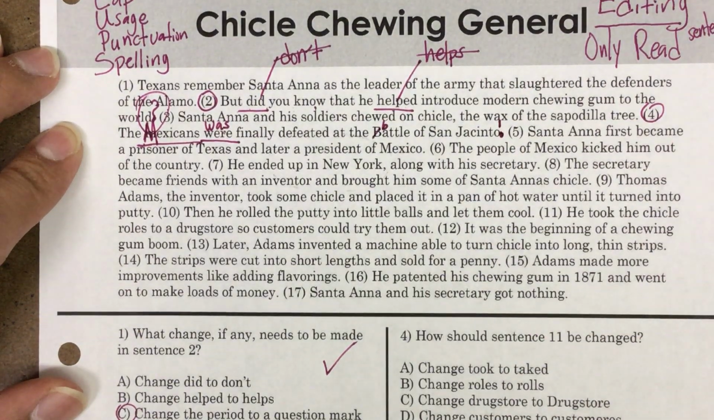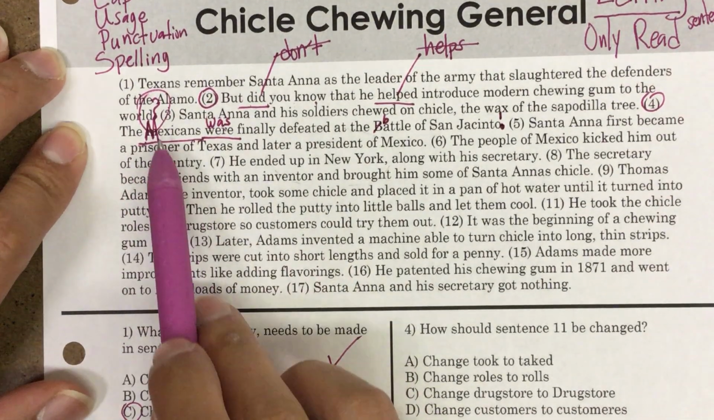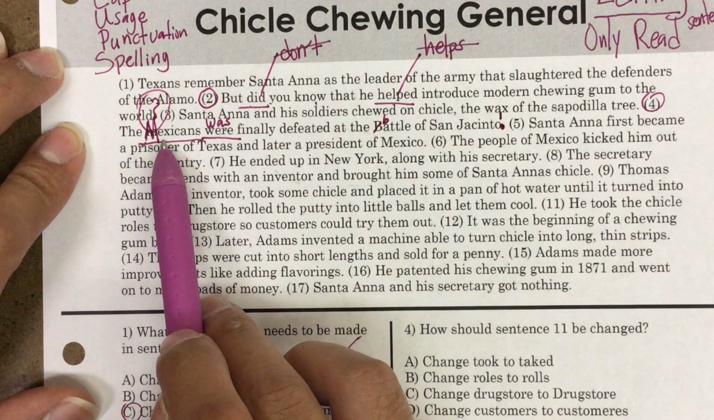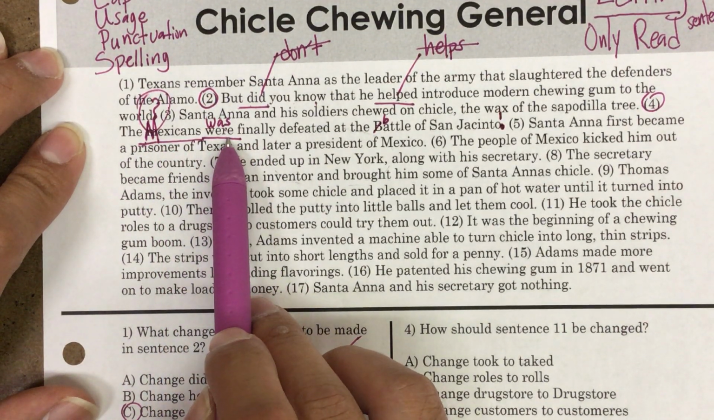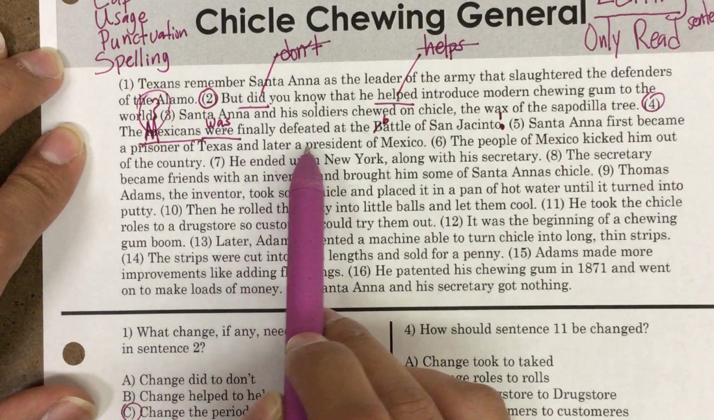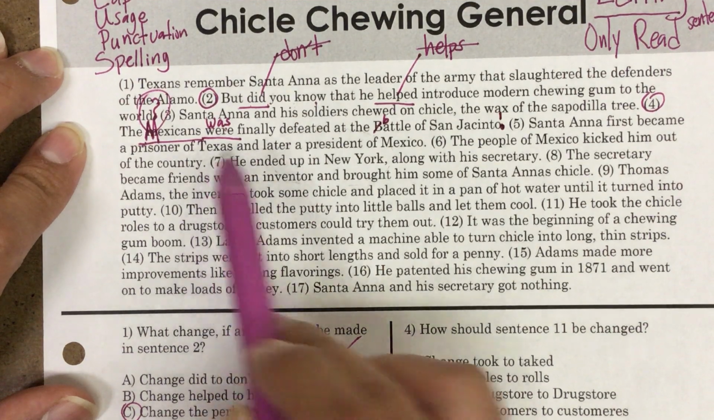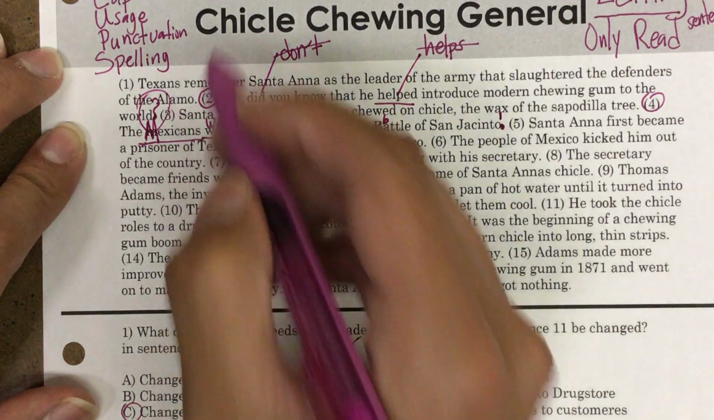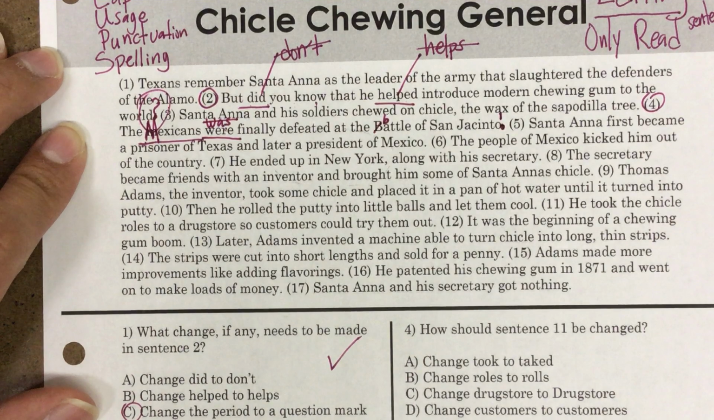Let's see if it shows excitement. Let's read it with the possible edits. Please have this on your paper. What I do, you do. The Mexicans was finally defeated, or were finally defeated. If this happened in the past, it's not going to be was. It should be were. So cross out that possible edit.